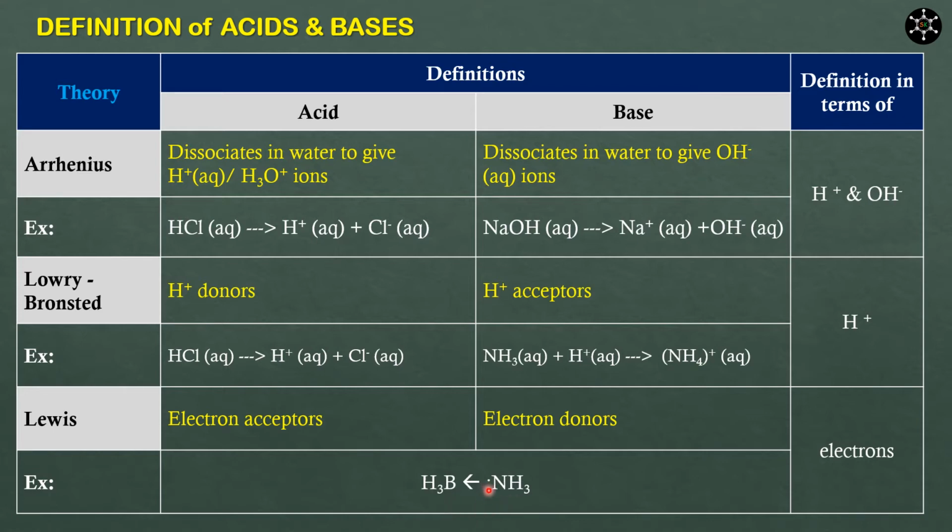Lone pair of electrons sitting on nitrogen in ammonia can be donated to the empty orbital of boron in BH3. In this manner, BH3 accepted electrons and ammonia donated electrons. This theory gave us the definition of acids and bases in terms of electrons. This information is extra for 10th ICSE board.